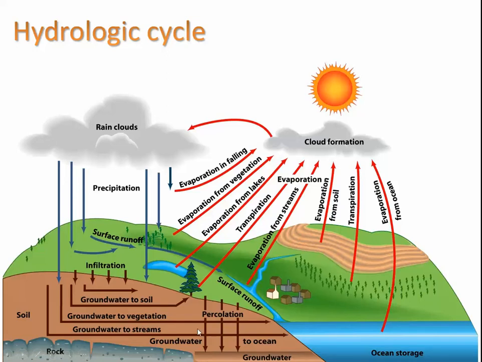The rate is called perk rate. And we got runoff here. And let's just point out here that we got evaporation not only from water but even from soils. And let's not forget that transpiration from trees is actually a very big component of how water gets returned back into the atmosphere.